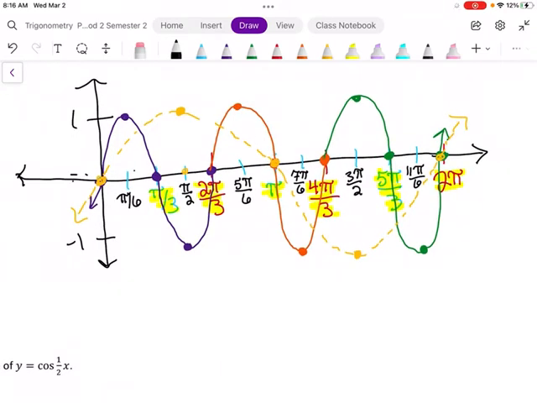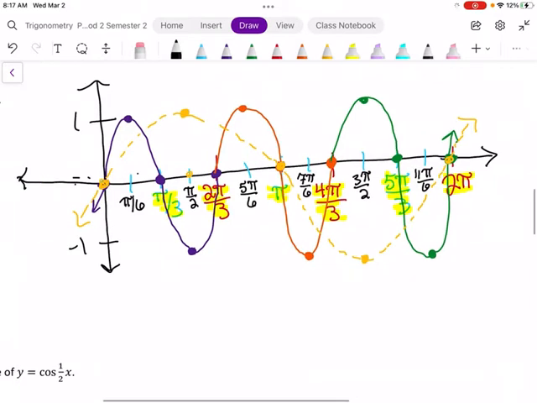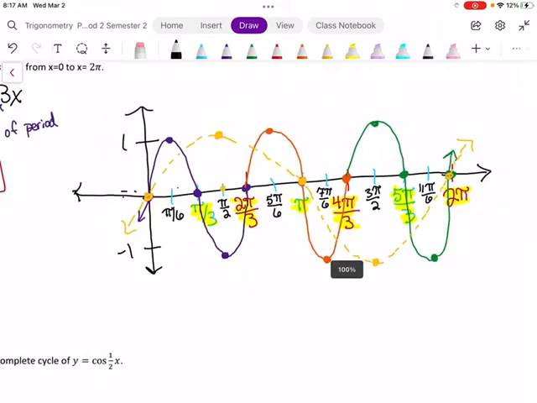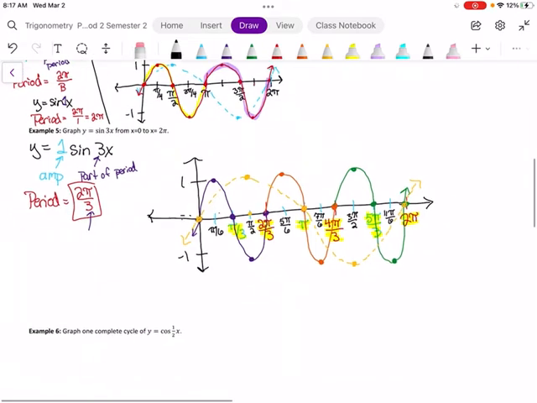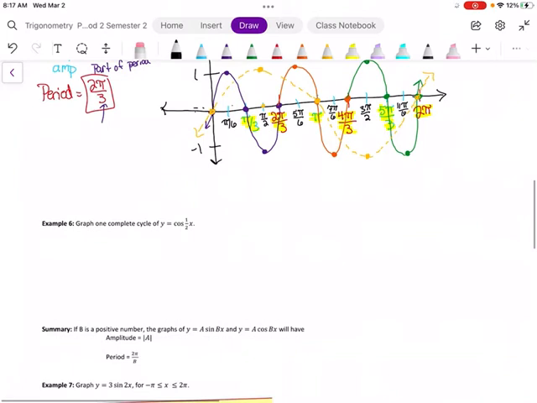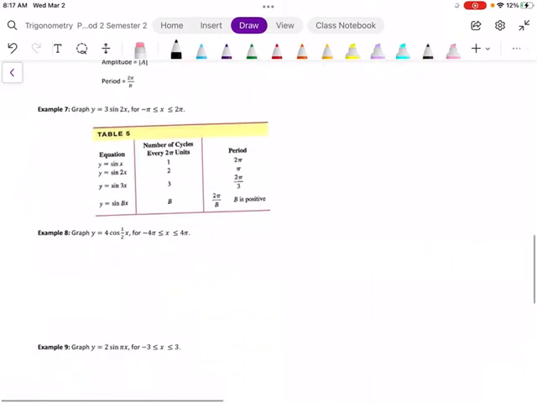That does get a little crowded on the paper though. So if you just label the key ones, like pi over 3, 2 pi over 3, where it equals 0 and crosses the x-axis, that's okay. So if you need a moment, pause the video so you can finish drawing your graph, and then we will move on to the next one. All right.